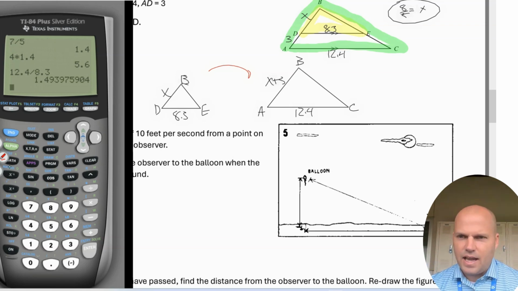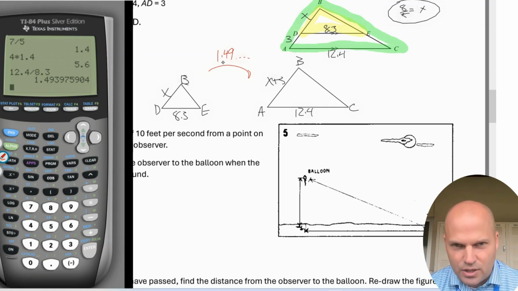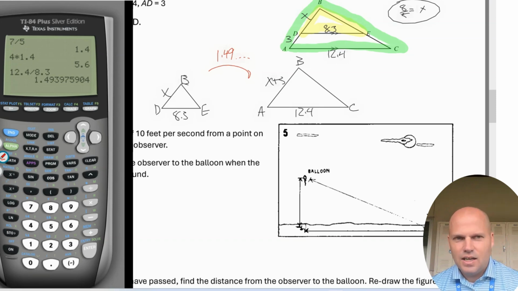And you realize that this triangle is 1.49 dot dot dot. There's a lot more decimals in there. I'm just going to keep this as a placeholder times bigger. Don't round in this class until you get your final answer. Keep it like that. And how can we use that to our advantage?